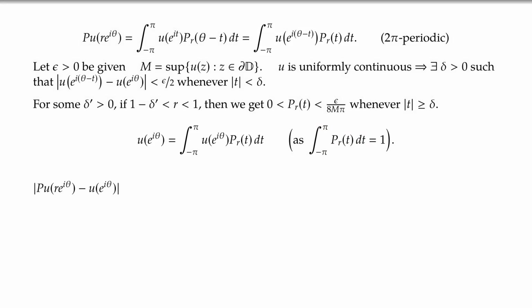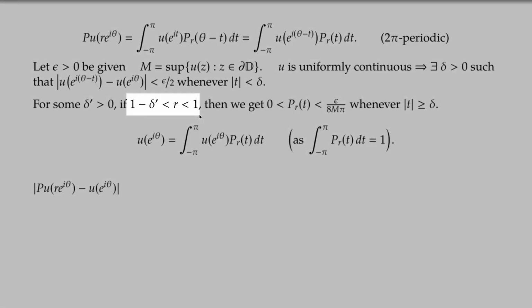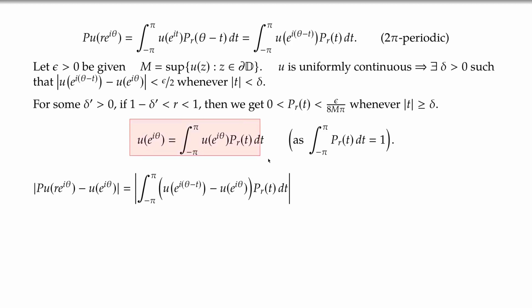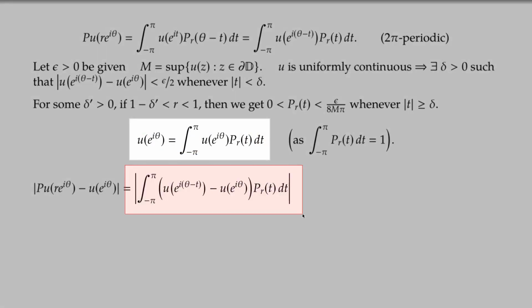All right, so let's bound how far p_u at re^{iθ} and u at e^{iθ} are. It's the same θ, but r we're going to let be between delta prime close to 1. So now, using this formula, we can rewrite. We're just taking this and subtracting this.